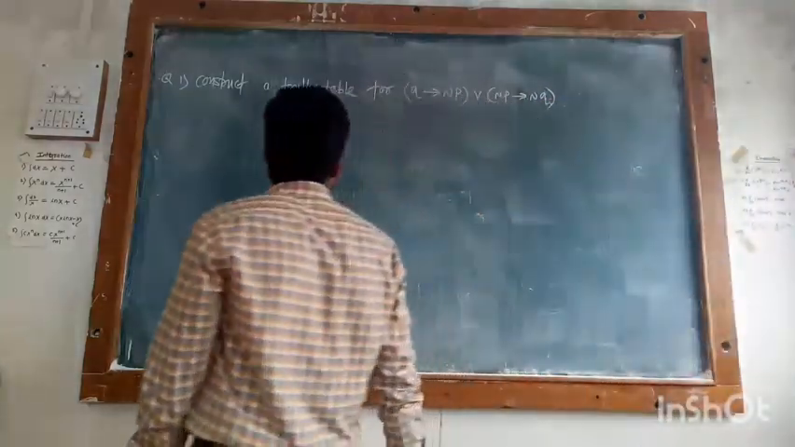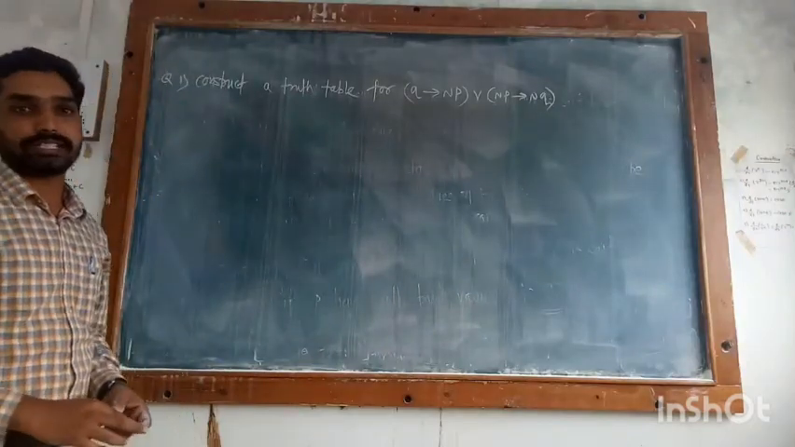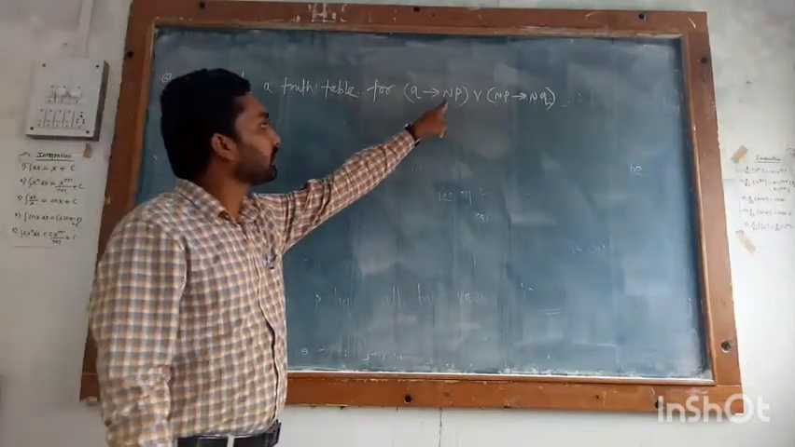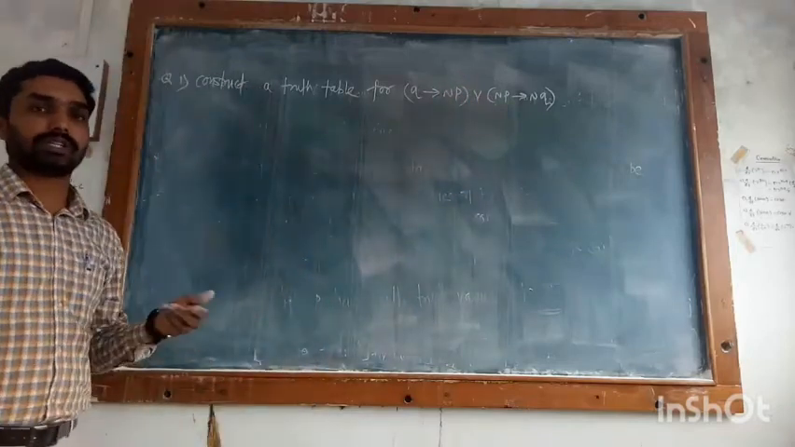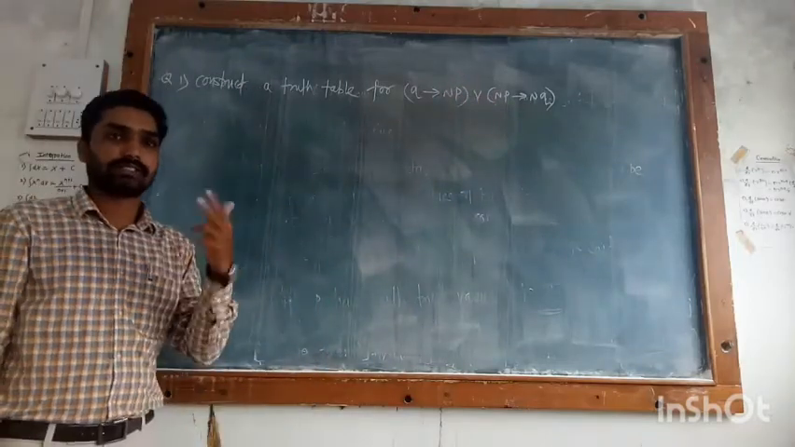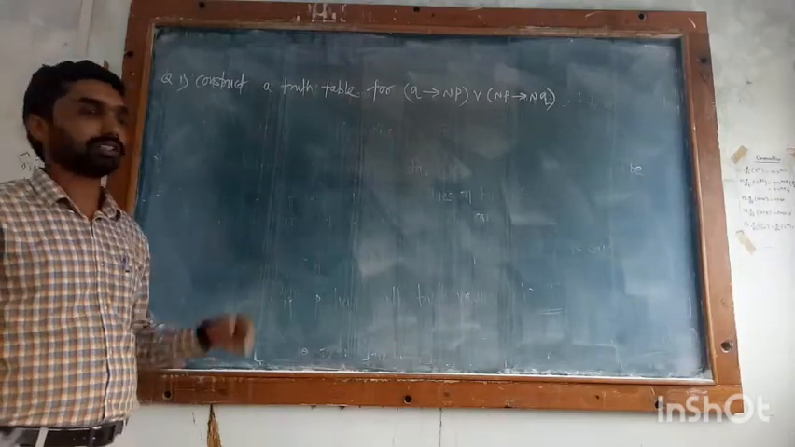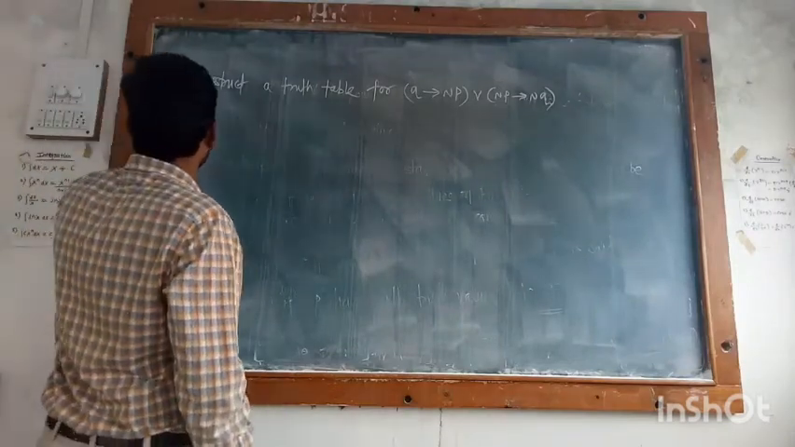So in your statement, how many propositions? There are only two propositions, P and Q. That means in your truth table, how many rows? That is 2 raised to 2, that is 4 rows. Okay. So write down the solution.